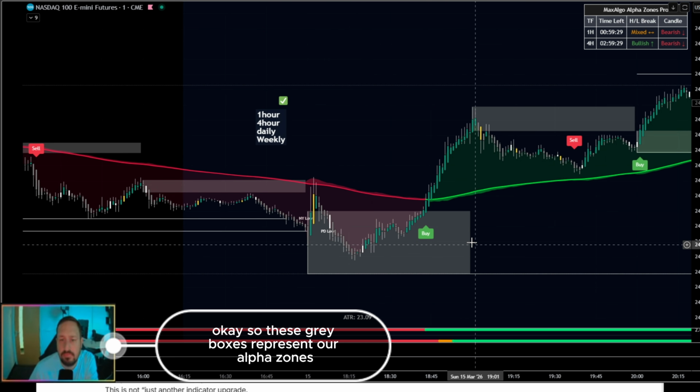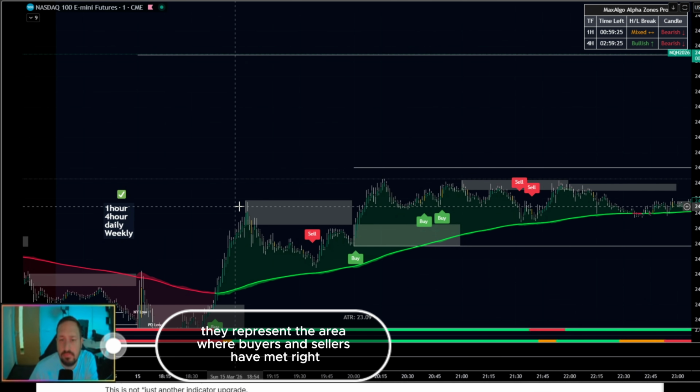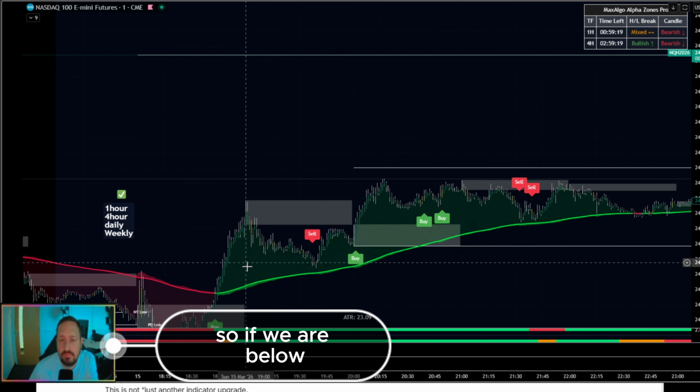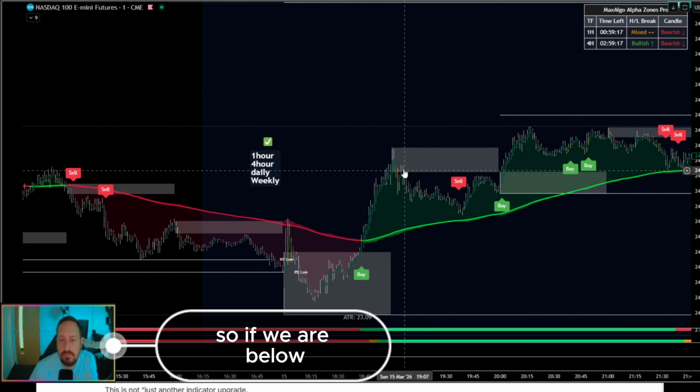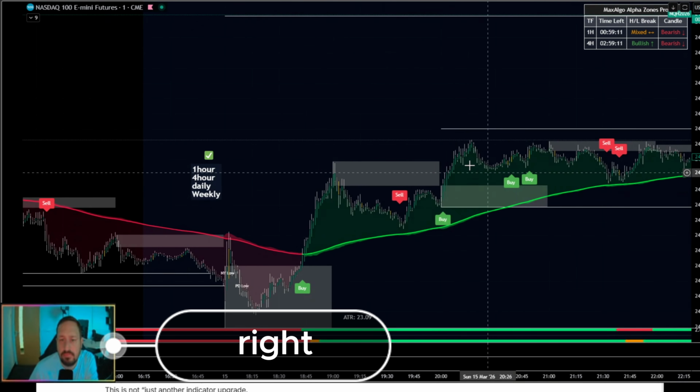Okay, so these grey boxes represent our alpha zones, and they represent the area where buyers and sellers have met, right? So if we are below, we are bearish. If we are above, we are bullish, and that is an alpha zone, right?